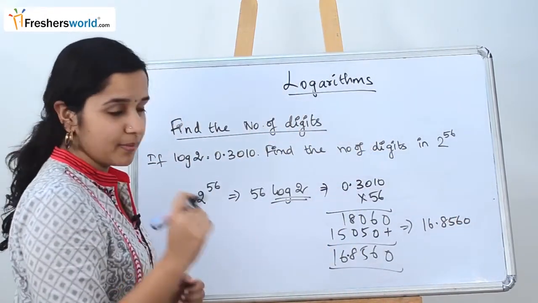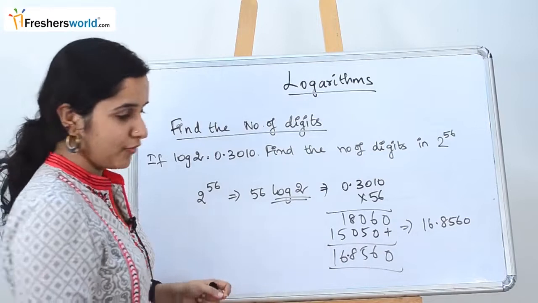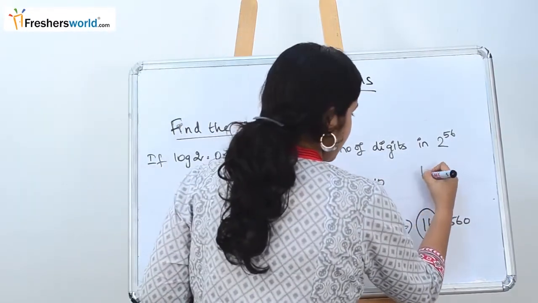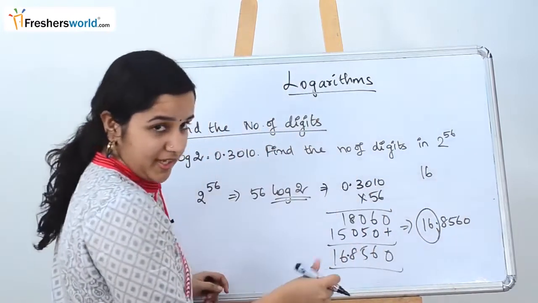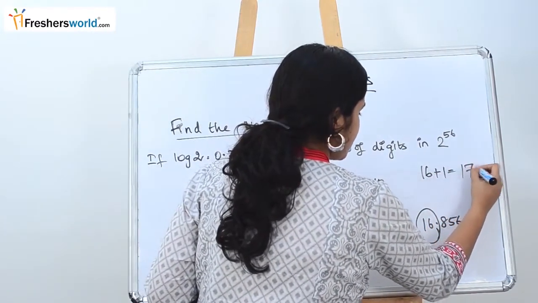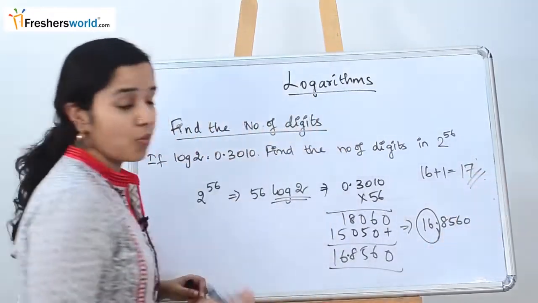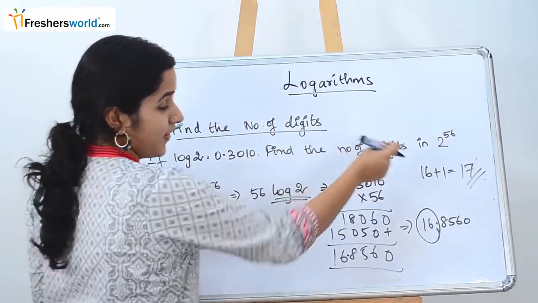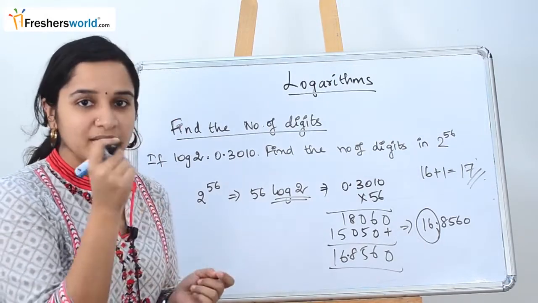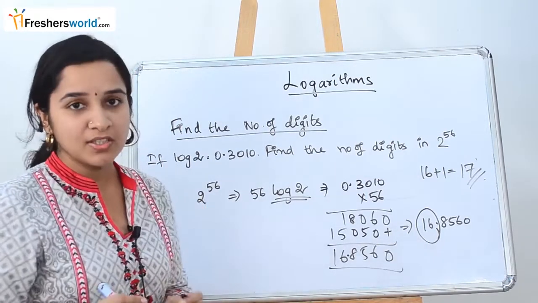They are asking you to find the number of digits. How do we find the number of digits? It's always the characteristic plus 1. So 16 is the characteristic of the given number, plus 1. So the number of digits is nothing but 17. So what we did here, we solved the given question and found the answer. We take the characteristic value plus 1, which will give you the number of digits.